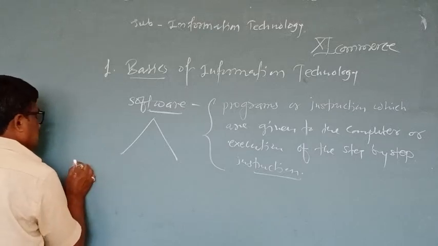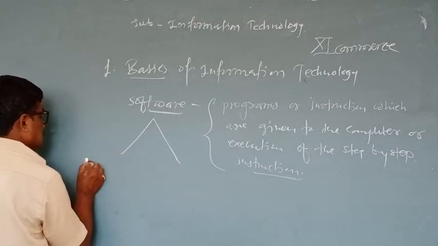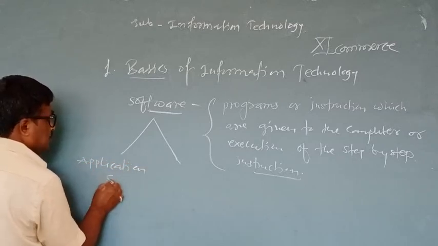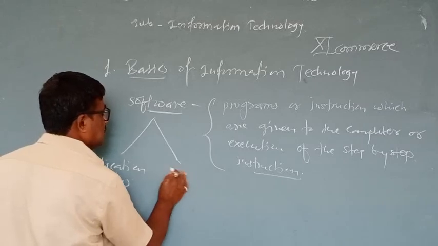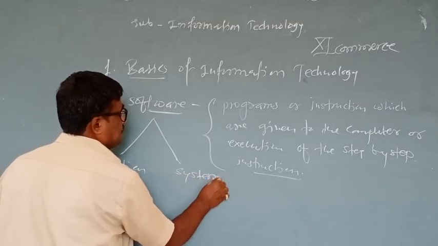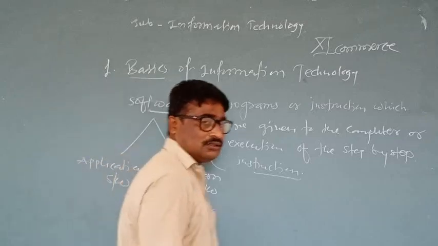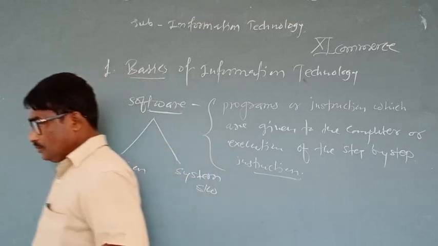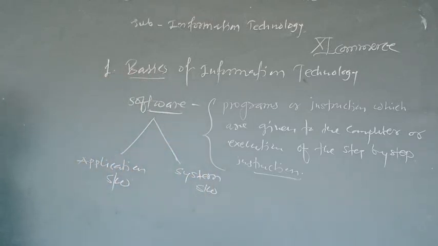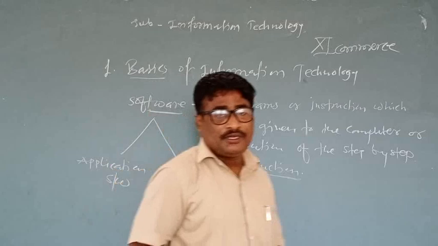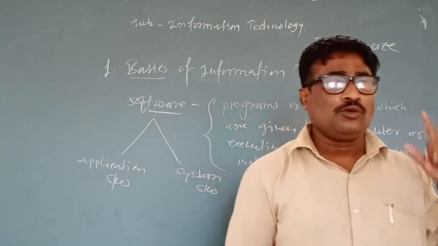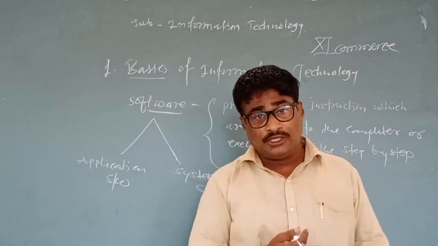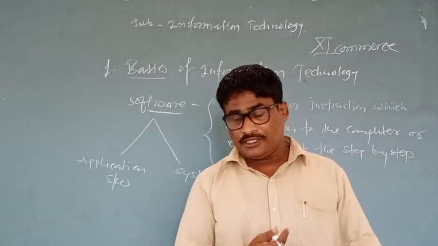Here is the application software and second is the system software. Okay, application software and system software. Then what is application software? The software which is built on the system software is called as a application software.